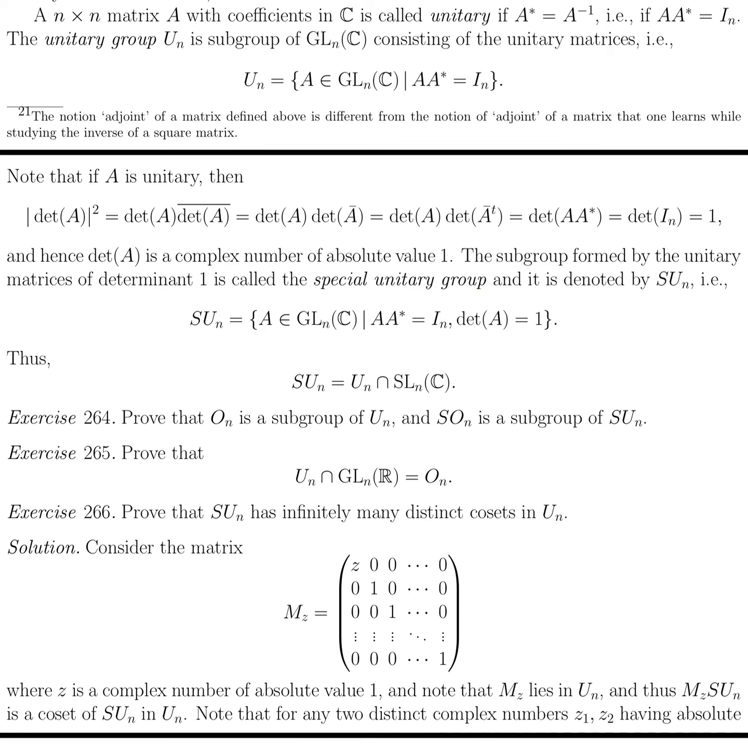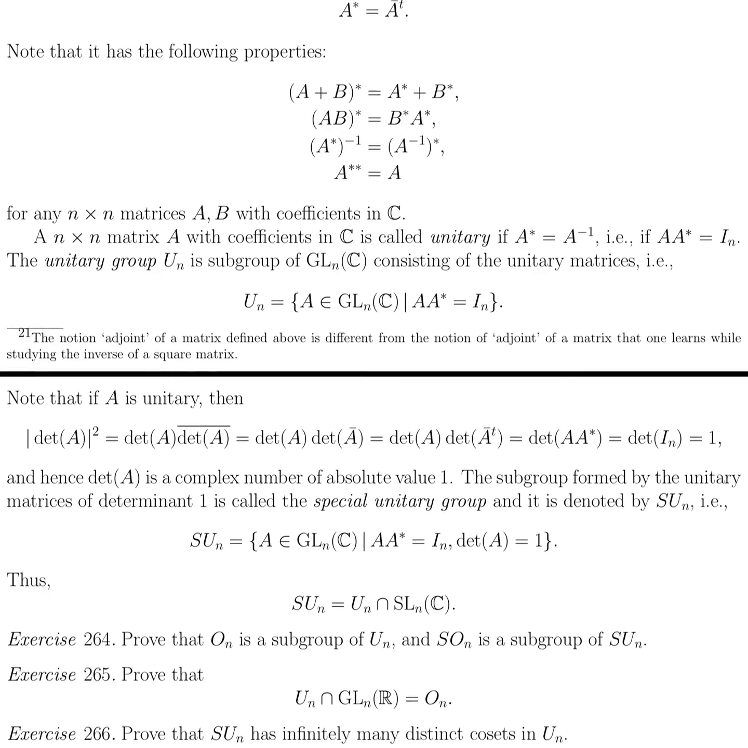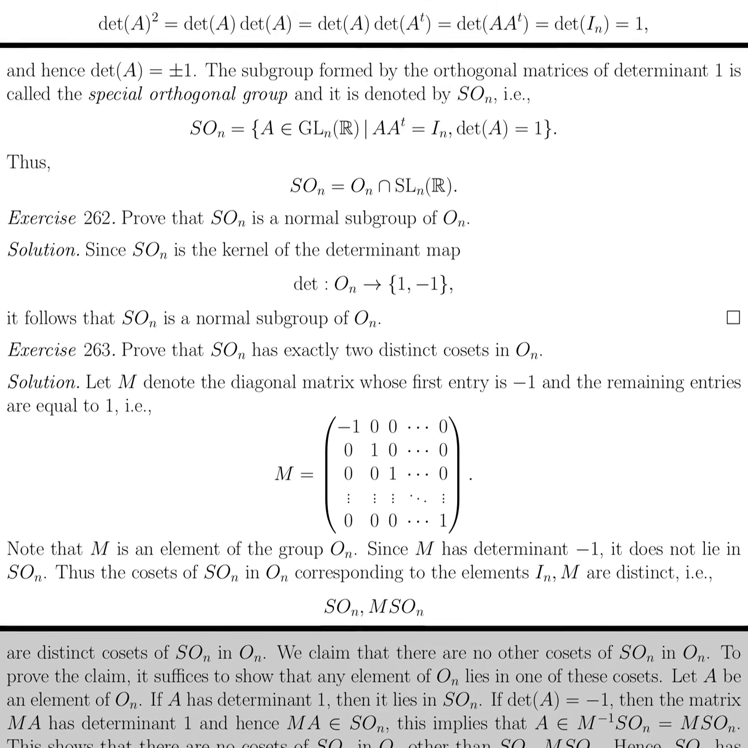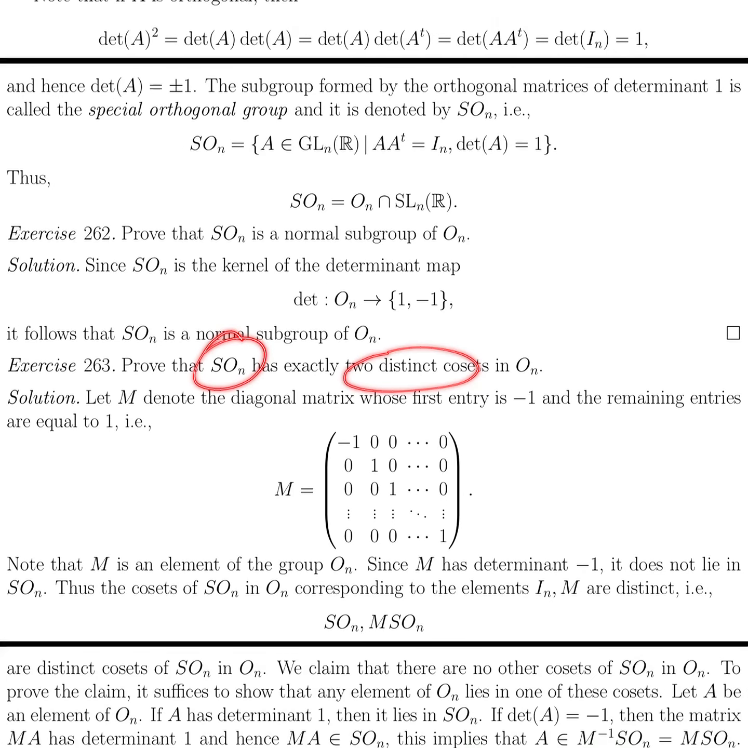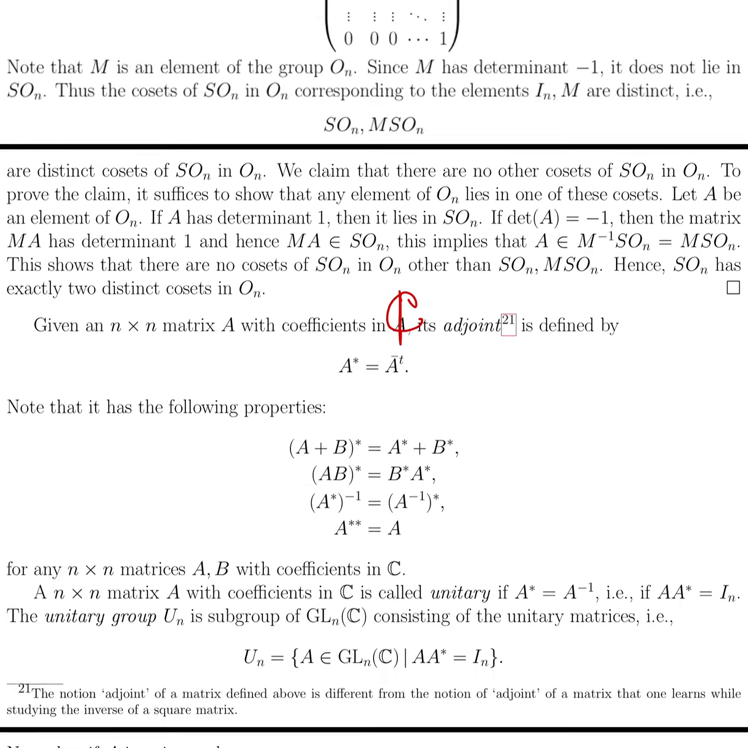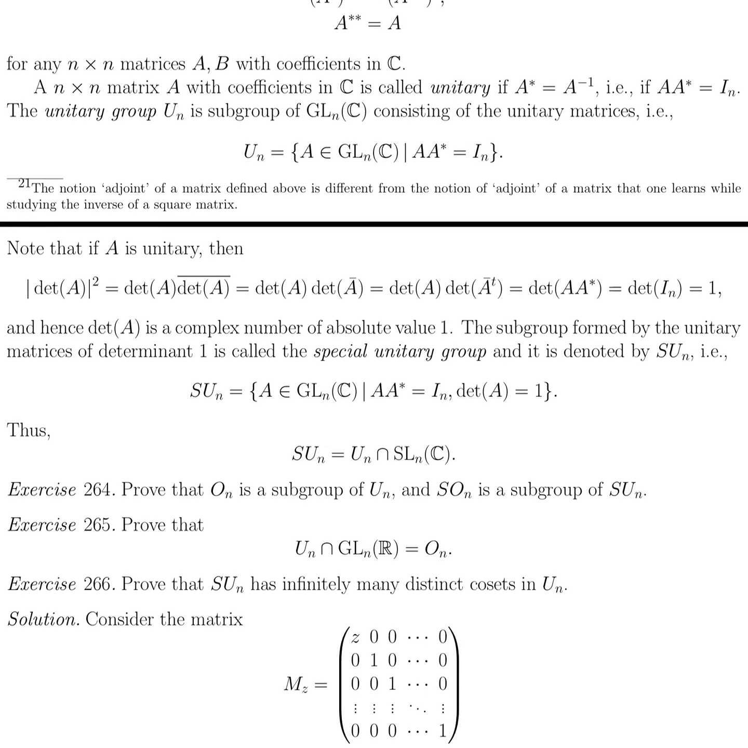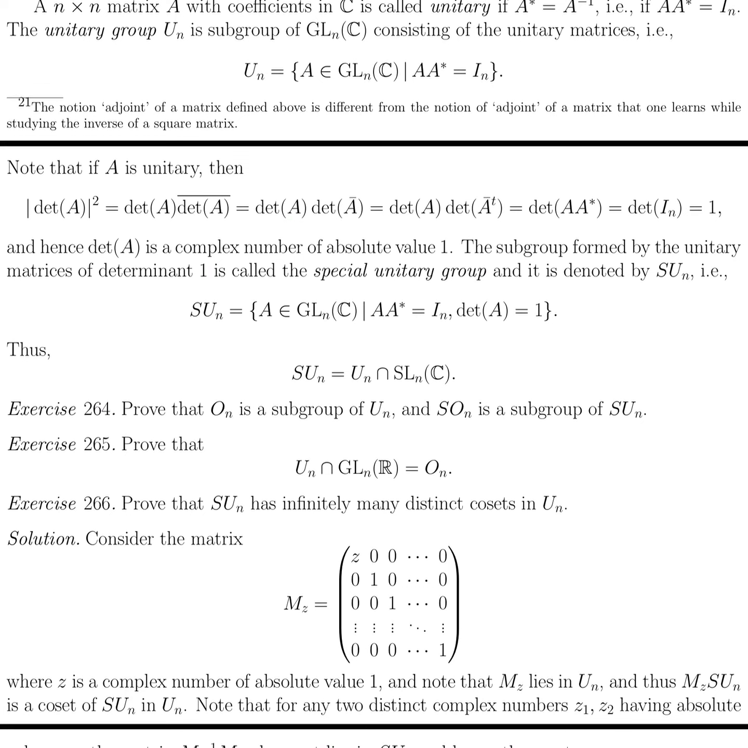Here are a few things that one can check: that O n is a subgroup of U n, and SO n is a subgroup of SU n, and for instance that U n intersection GL n R is O n. And earlier we have seen that SO n has exactly two distinct cosets inside O n, and we may expect some such thing here, but it doesn't work. It turns out that SU n, the special unitary group, has infinitely many distinct cosets inside U n.